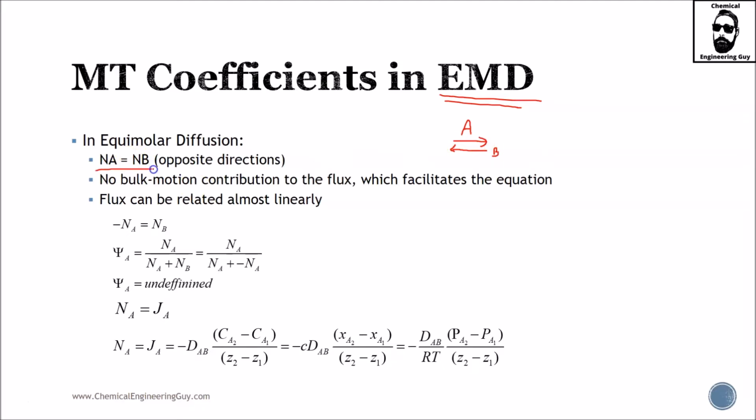Therefore, we have this interesting concept in which the molar flow rates or molar fluxes are the same for A and B, of course in opposite directions. You can either state these opposite directions, or if you're using a frame of reference, use the negative sign. No bulk motion contribution to the flux, meaning that we are not accounting for the velocity of the flow rate. And this will facilitate the equation a lot. So this is just a review. If you already know, let's go to the hardcore calculations.